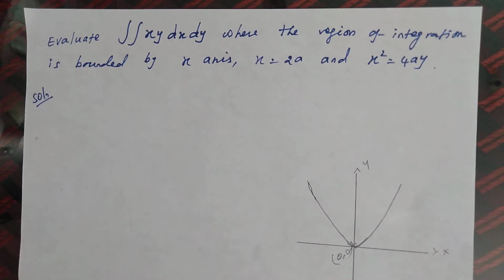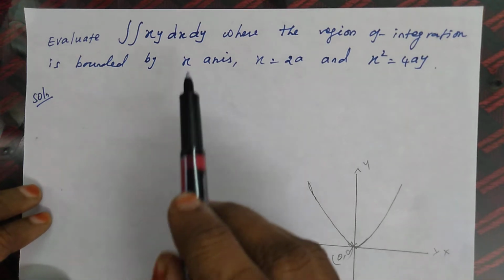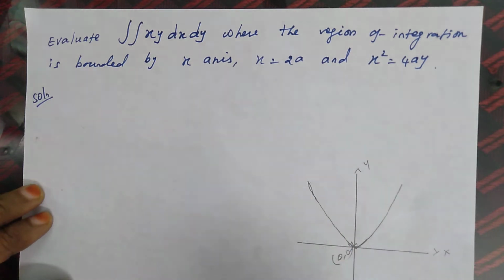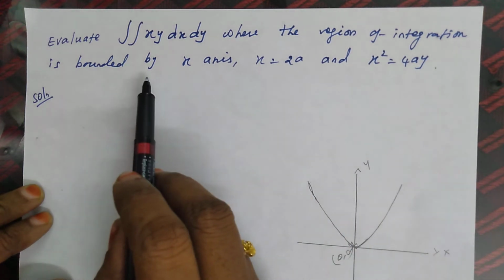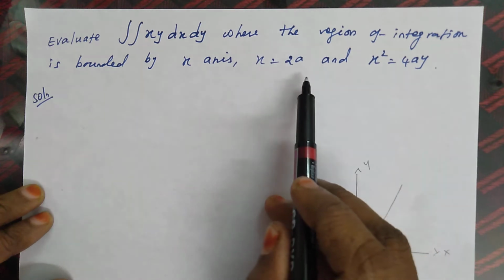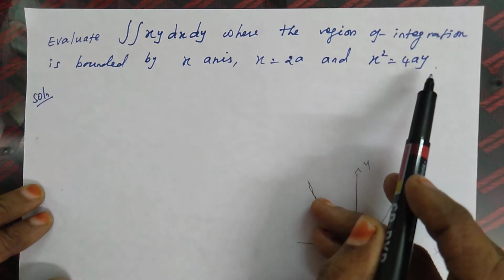Welcome to the lecture series of multiple integrals. Today we are going to see a problem under double integration. Look at the question. Evaluate the double integral of xy dx dy, where the region of integration is bounded by the x-axis, x equal to 2a, and x square equal to 4ay.